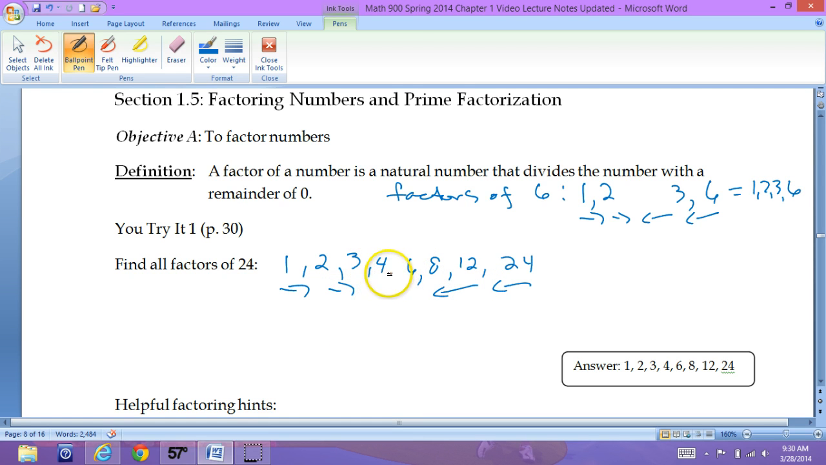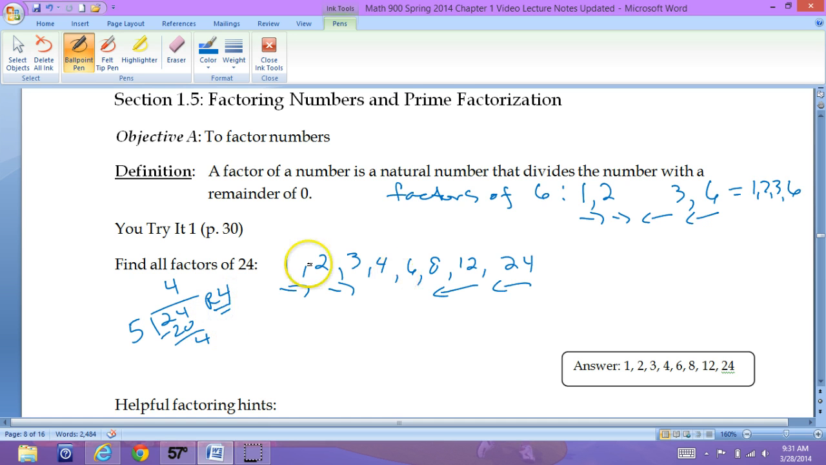Now the last natural number between 4 and 6 is a 5, and 5 does not divide 24. It gives you a remainder, and we can show you that. 5 goes into 24 4 times, and the remainder is 4. So that's not a factor because the remainder is not 0.